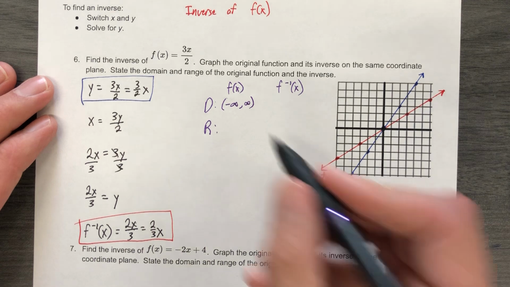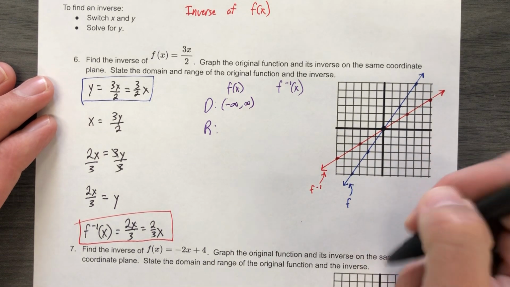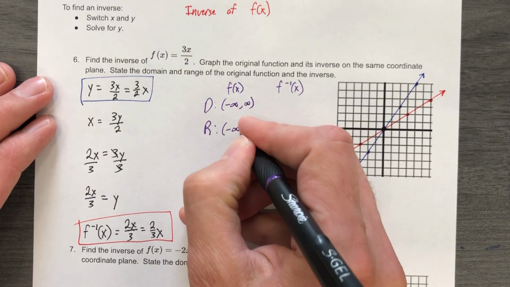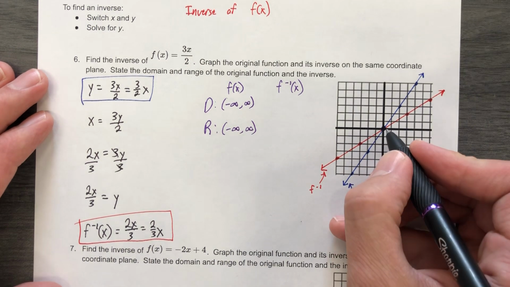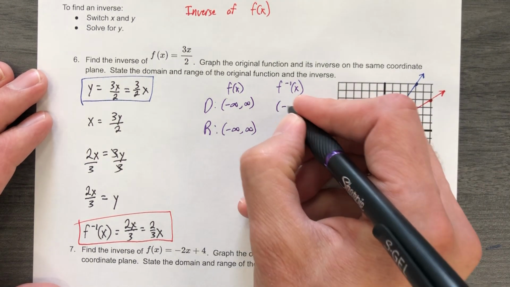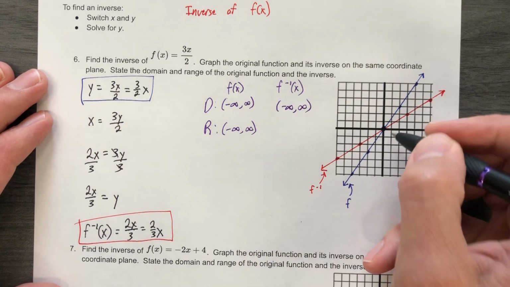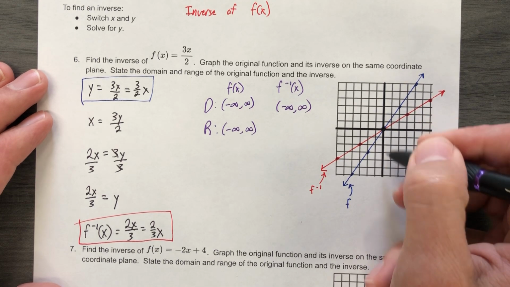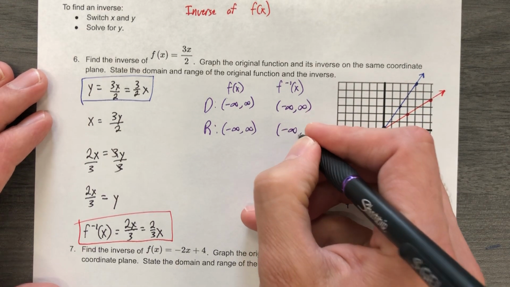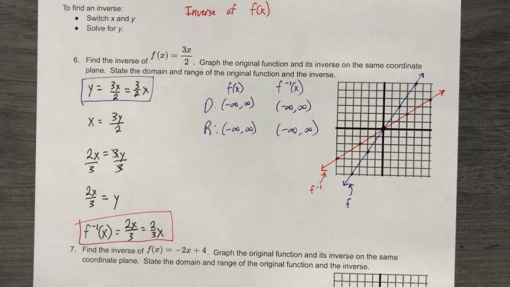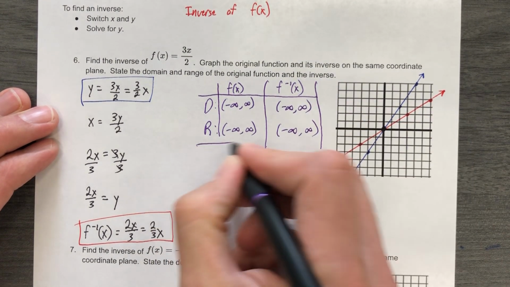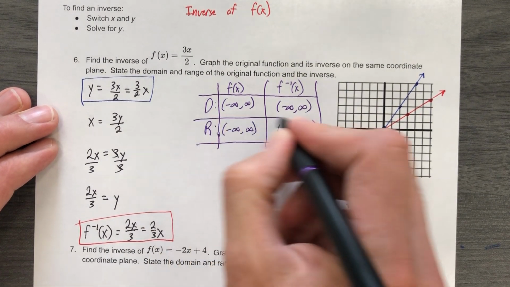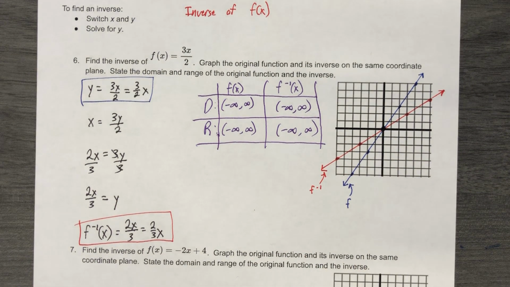And the range of the f function, it goes down forever and up forever, so that's also negative infinity to positive infinity. F inverse is going to go from negative infinity to positive infinity, and its range goes from negative infinity to positive infinity as well. Okay, I'm going to make this look like the chart that it is. There we go. Wow, perfectly straight lines. Fantastic. Okay, that takes care of number 6.